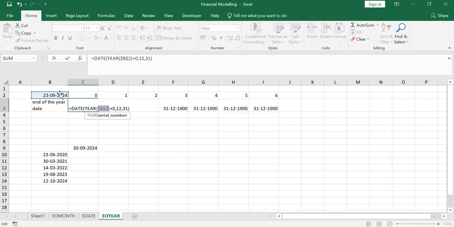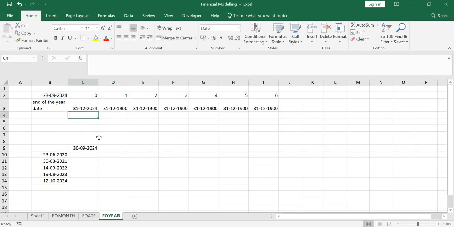So now what I am saying, I want the current date, I want the end of the year of the current year, then next year, then the year after that, that means 3 years ahead, 4 years ahead, 5 years ahead, and 6 years ahead. And instead of writing 0 over here, I am going to link it. Now press enter. Now what I have done, I have made this date static. That means this date should not move.